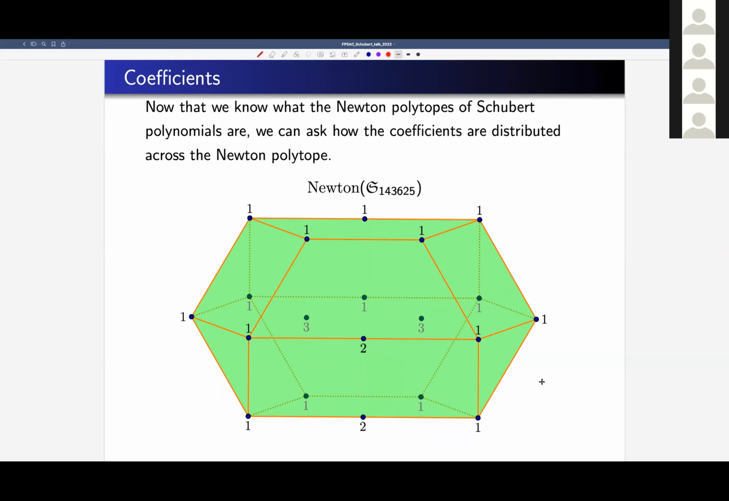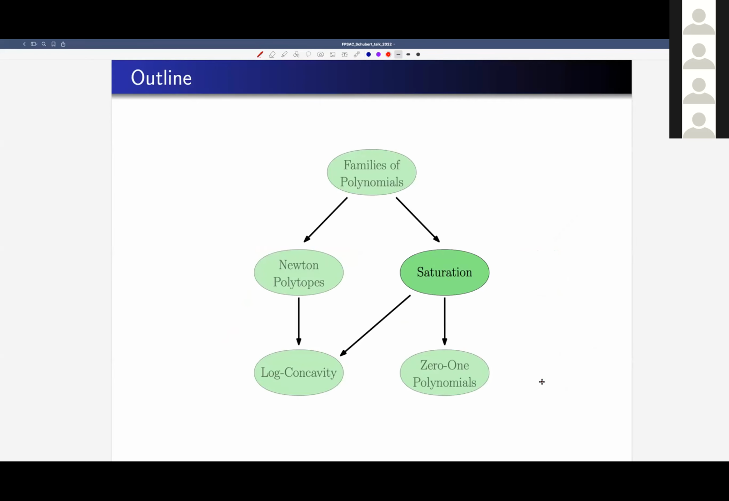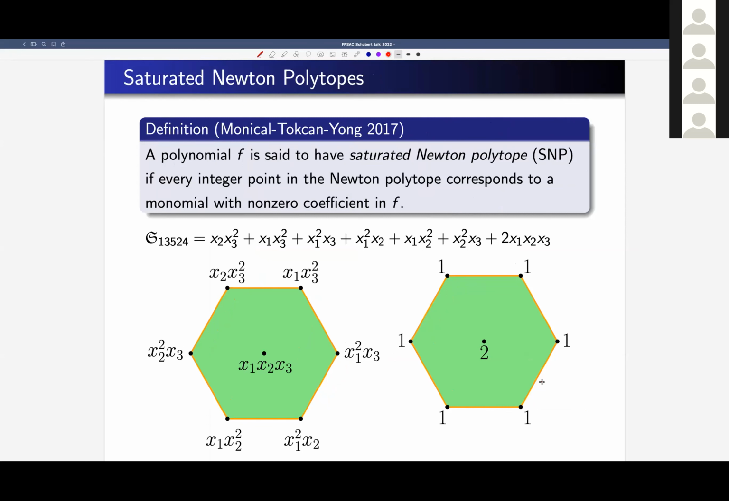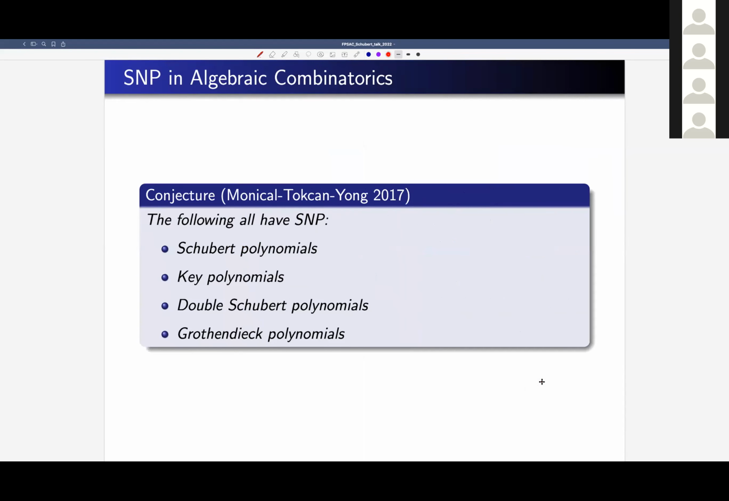So it makes sense to ask the same question: how are the coefficients distributed? Well, we also prove that they are saturated. Well, the first question is, can there be zeros? And indeed, that was the saturatedness statement, right, of Monical, Tokcan and Yong. The question is, does it have a saturated Newton polytope? And so they proved it for Schur polynomials, and they conjectured in their paper about Schubert polynomials, key polynomials, double Schubert polynomials, Grothendieck polynomials. These are just some of my favorites, and then more. And this is from 2017, okay?